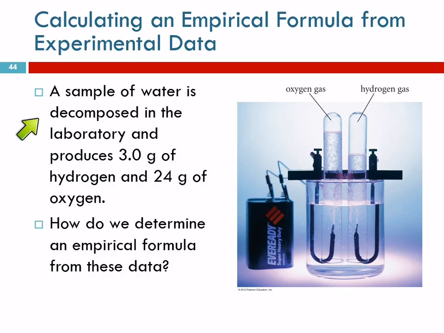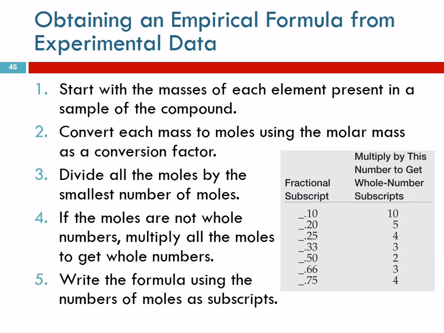So a sample of water is decomposed, produces 3 grams of hydrogen and 24 grams of oxygen. How do we get an empirical formula from this information? The formula relates moles of atoms. So we have to get from grams to moles, and then we have to find the simplest ratio. These are the directions. Remembering what to do is the hard part of these calculations. The calculations themselves are not that bad. So I'll read through this and then we'll do an example and hopefully it'll make more sense.